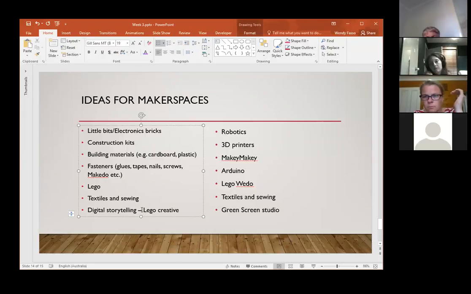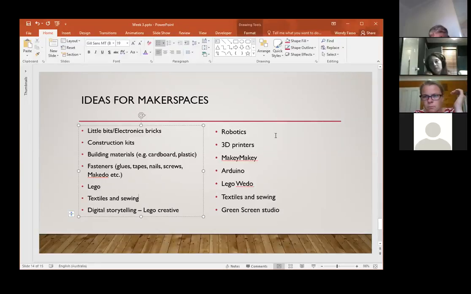But it actually has all the props and pieces to make scenes for storytelling. So for literacy, to make a Lego Creative scene and then actually use a green screen and film it is a fabulous way to go.